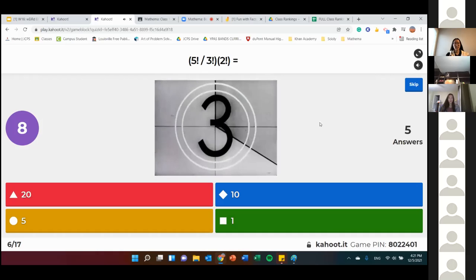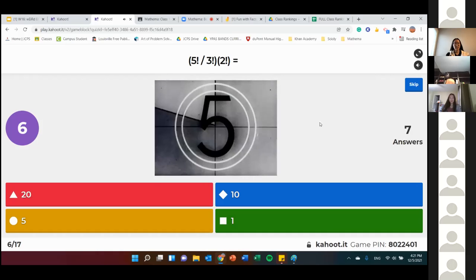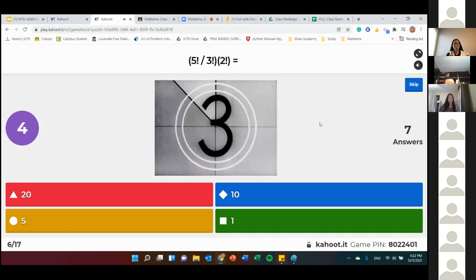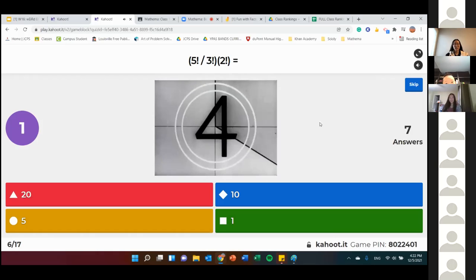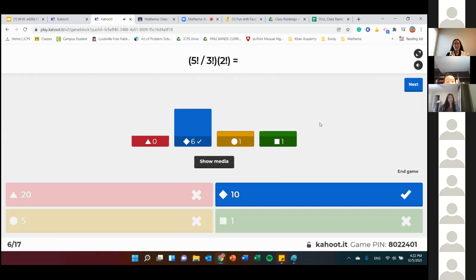Wait, is the right answer on here or am I being dumb? I chose blue. Wait, isn't it 40? I have a feeling. Oh my god, yes! Oh, it's not on here. Yeah, it's 40. I'm confused. Okay, the question was supposed to be written differently. I think the 2 factorial is supposed to be under the 5 factorial as well. If you got that right, I don't know how you got that right, but good job.